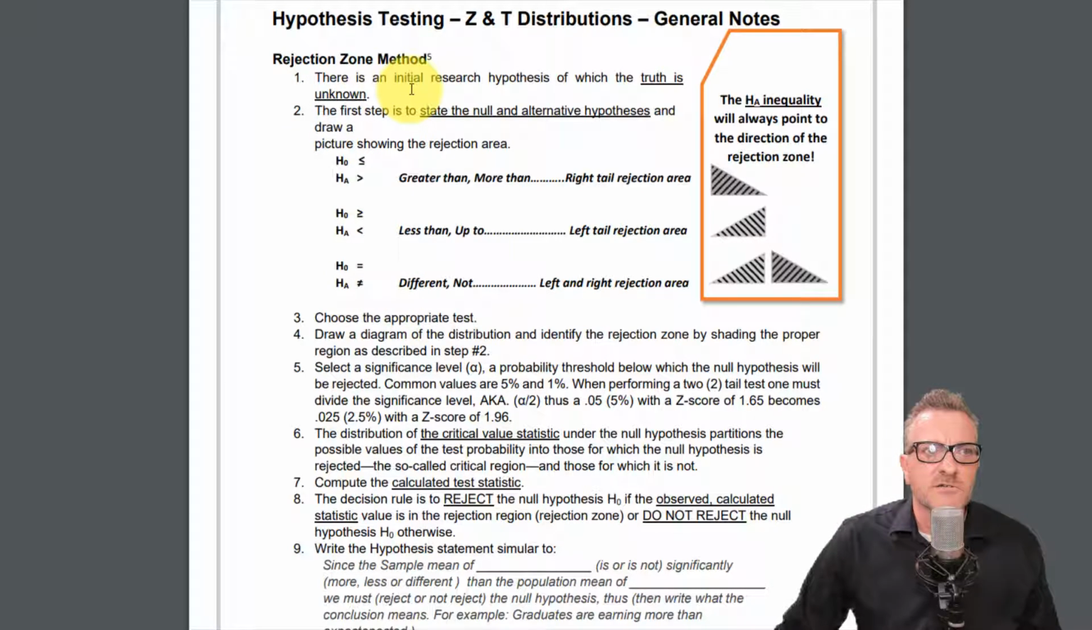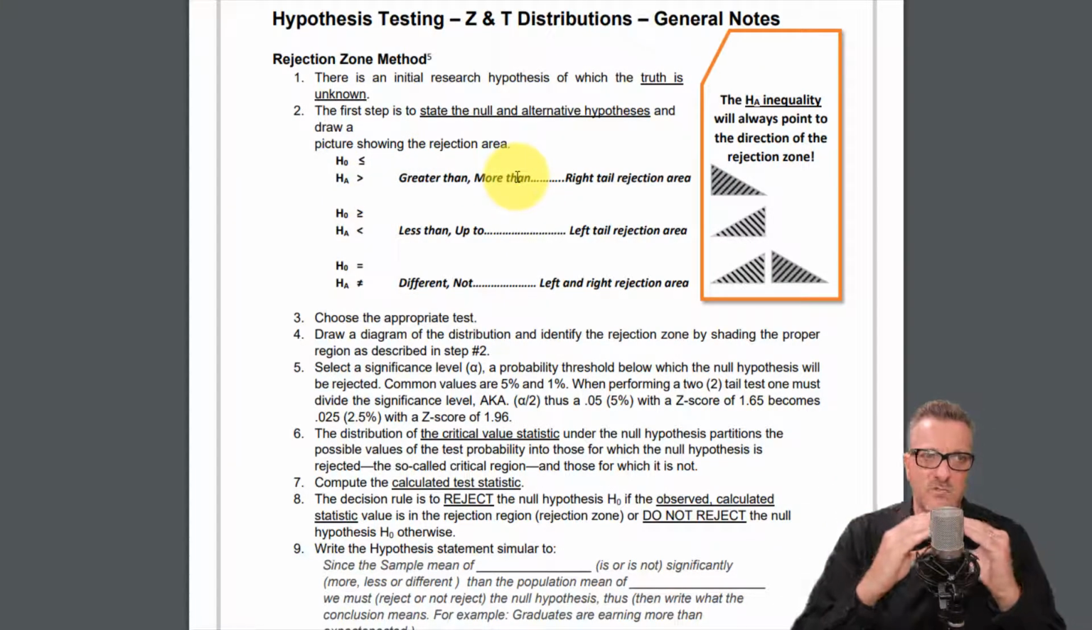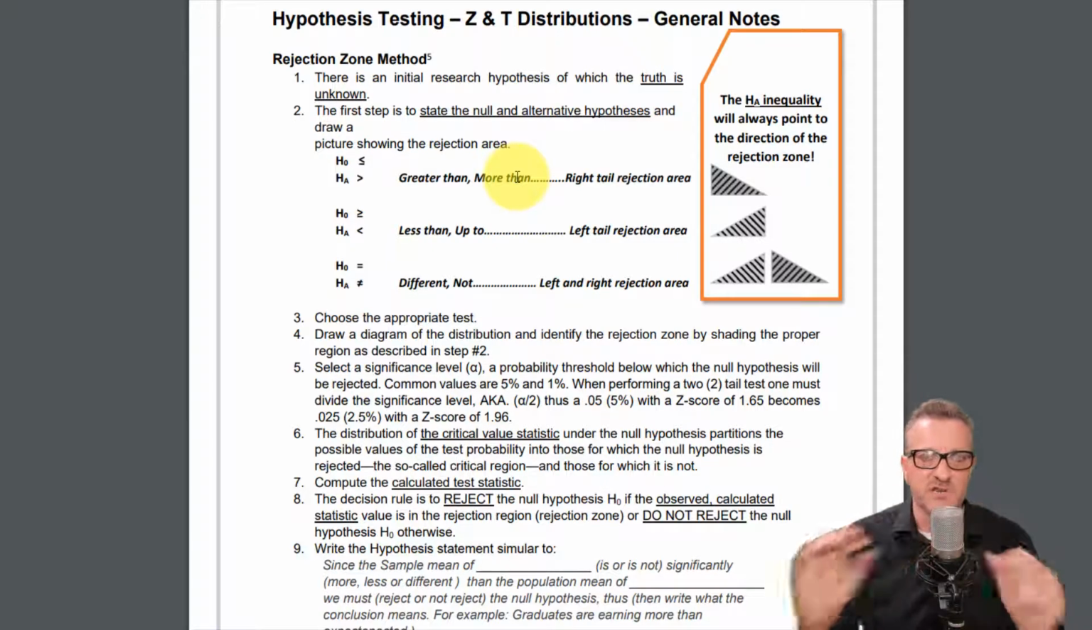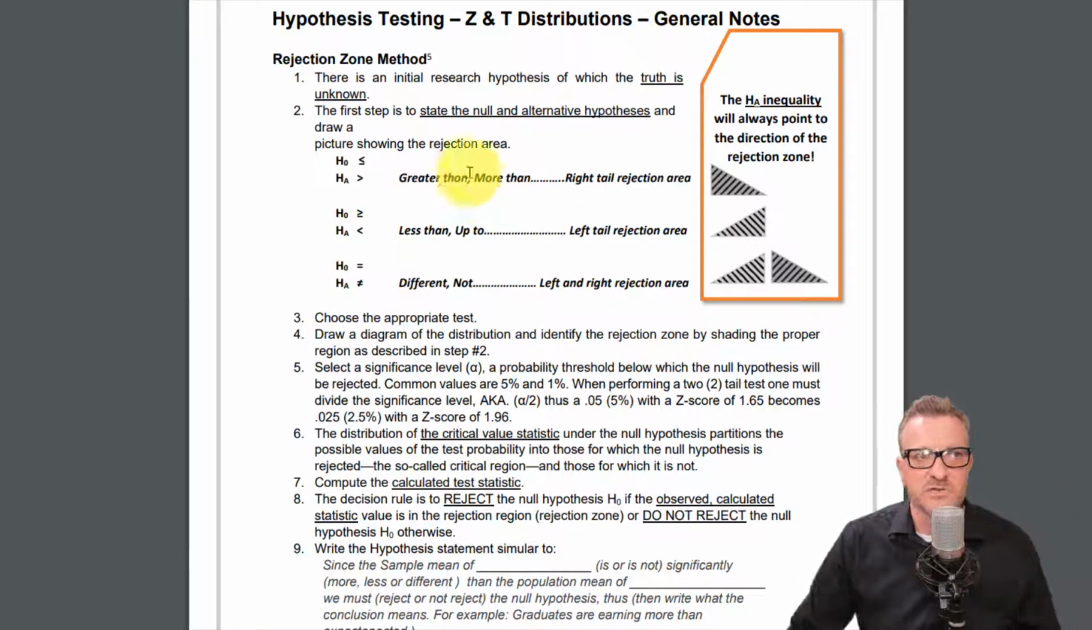There's an internal research hypothesis of which the truth is unknown. The first step is to state the null and alternative hypothesis and draw a picture showing the rejection area. Okay, so we draw the picture, and then we want to show the rejection areas and things like that. But first we draw the picture.